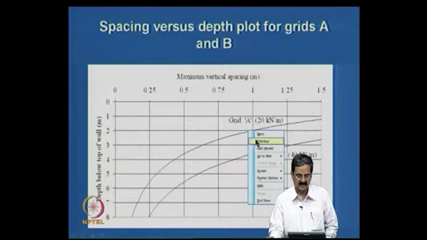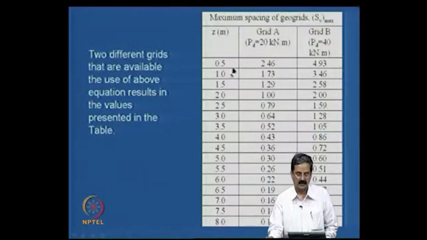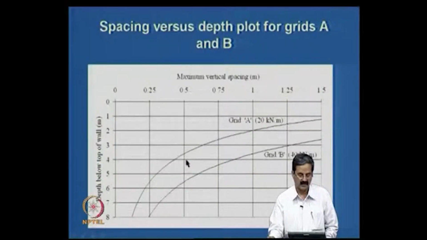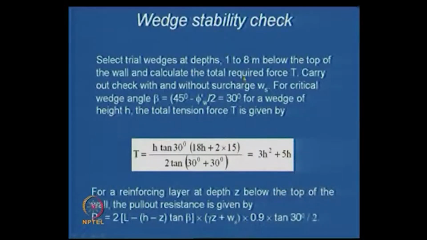So, one can construct a 0.5, just put in a simple Excel program and then plot like this, you will get that information. But essentially, we are going for this case, and wedge stability check also can be done, and trial wedges can be done and calculate the total required force. This is one thing I just mentioned, and you have to calculate checks with and without surcharge, and as just mentioned, there is an equation for a critical angle that you have, and this is an expression that we have.